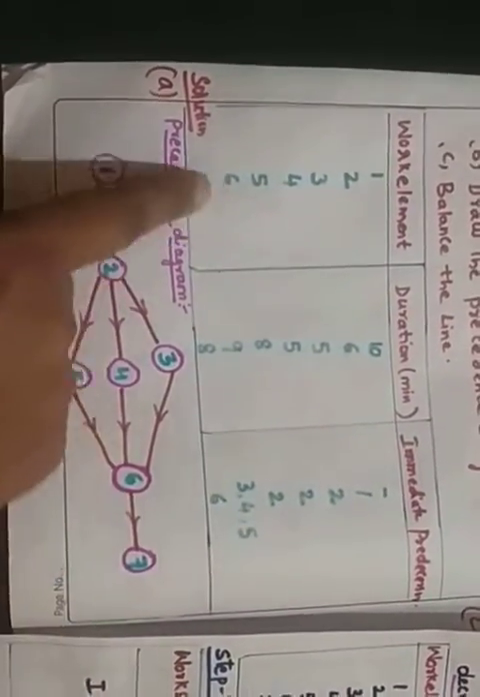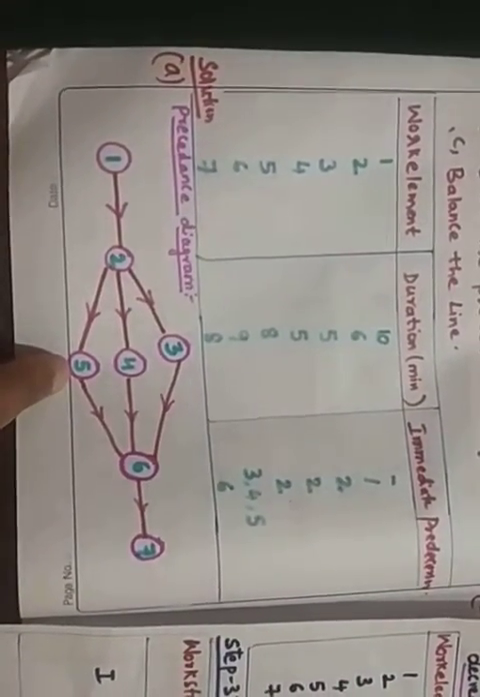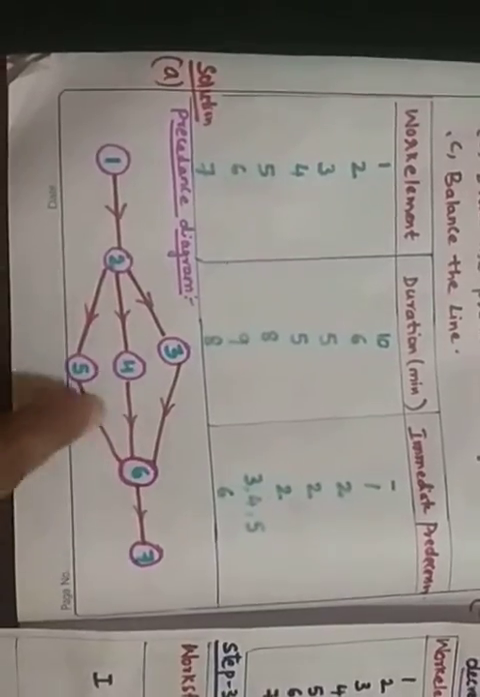That means 3 to 6, 4 to 6 and 5 to 6. So 3, 4, 5 already we have completed. Now these 3, 4, 5 are connected to the sixth element here. 3, 4, 5 they are connected to 6. And finally 6th is connected to 7.